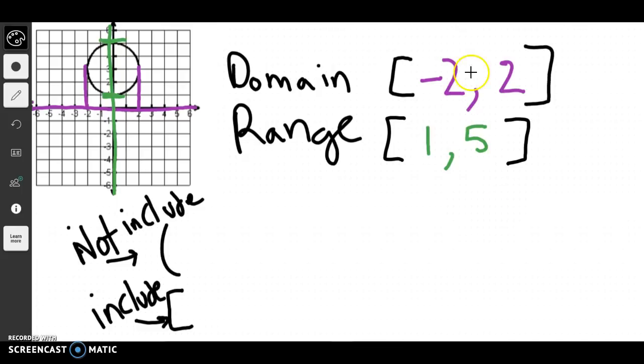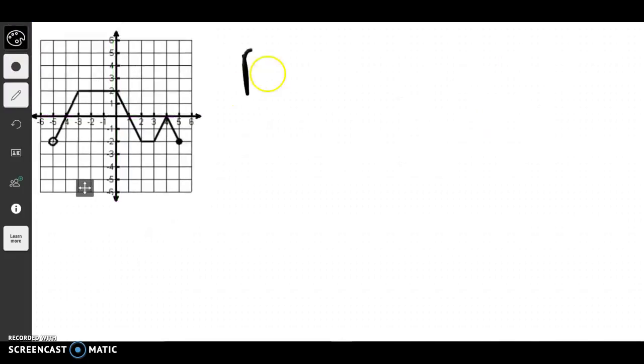And again, as we say this, we go from -2 to 2, and all the points in there are included. You can see that by looking at that circle and seeing how it's all included right there. And then we go from our range from 1 to 5, and you can kind of see as we go on the circle that that's all included there. Let's look at another example.